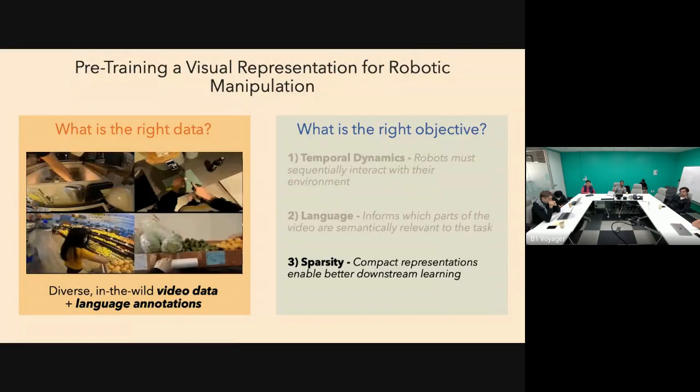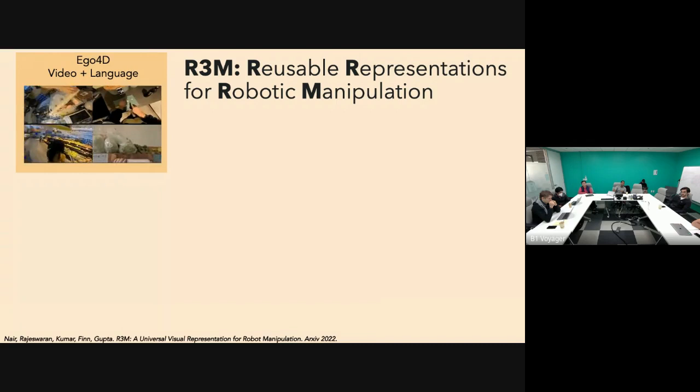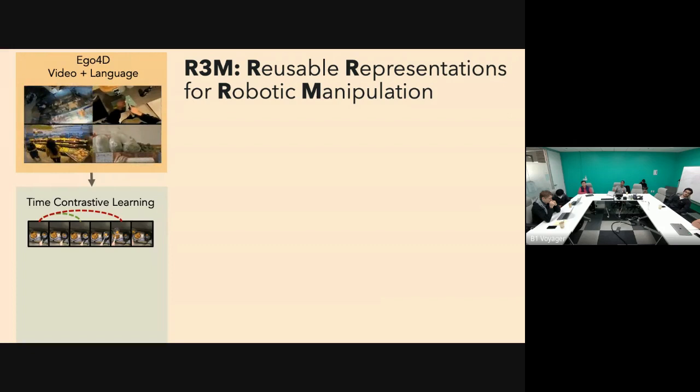Motivated by this, we proposed R3M, reusable representations for robotic manipulation. We start with this Ego4D video and language. And basically the objectives in our representation learning approach boil down to, one, time contrastive learning. This is basically saying states closer in time should be closer in embedding space, states farther in time should be farther in embedding space.